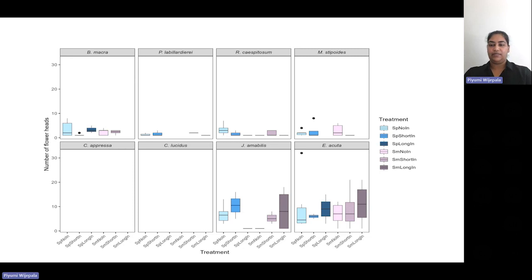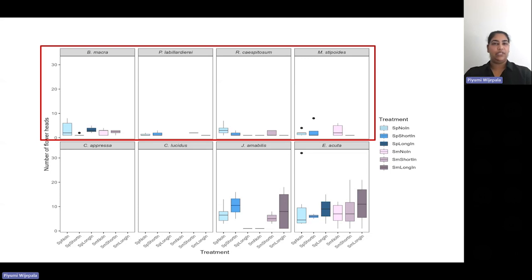So again, the same treatment and same species and same color coordinates. So let's look at what happened with the grass species. Again, it looks like long summer and long spring inundation seems to be less favorable for the grasses flowering, except for the Bothriochloa macra.